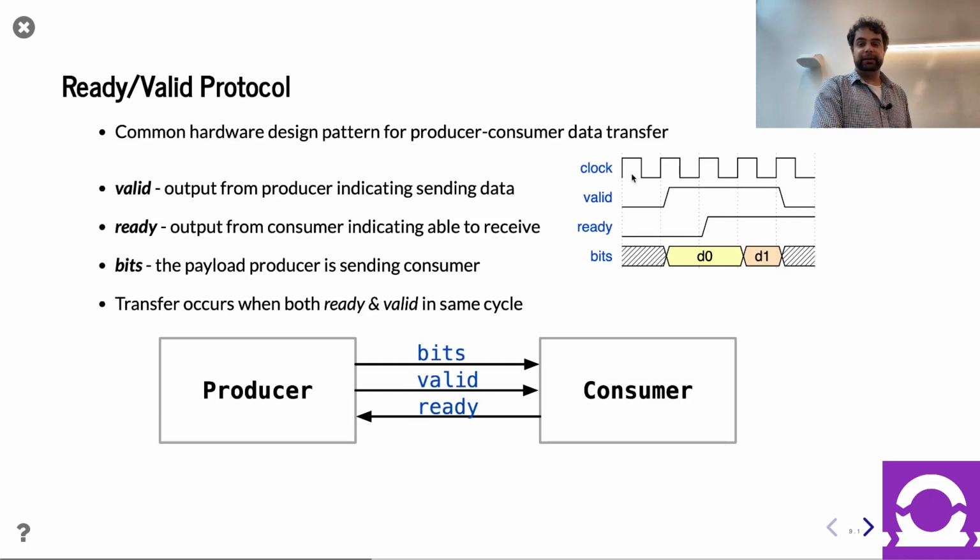And so, as an example, a little waveform, imagine initially ready and valid are 0. So ready and valid are 0, no data is being transferred. What's actually on the bits is a don't care, right? We actually don't care what's there. It could be anything because nobody's looking at it.